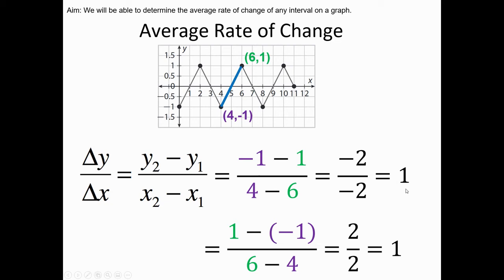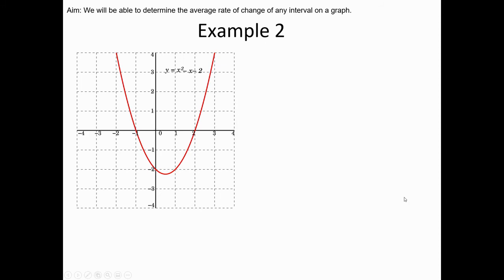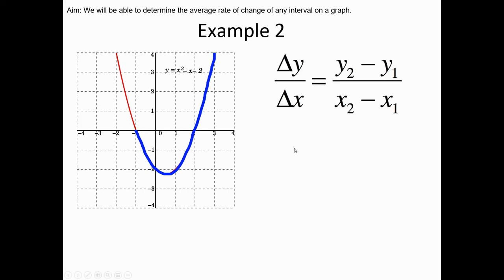It looks like hopefully you guys are doing okay on this. What if instead of having straight lines, we're dealing with curved lines? What if I want to find the average rate of change for this whole thing right here? Remember I said all you really care about for average rate of change are the endpoints. So if I was going to use this formula, I would just focus on the endpoints right here. One endpoint is (3, 4), and the other one is (negative 1, 0).